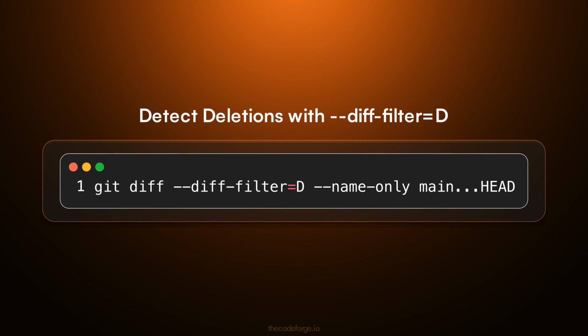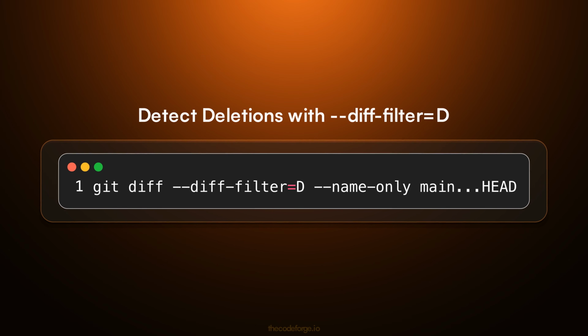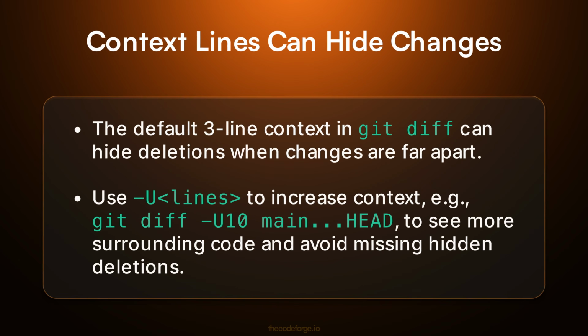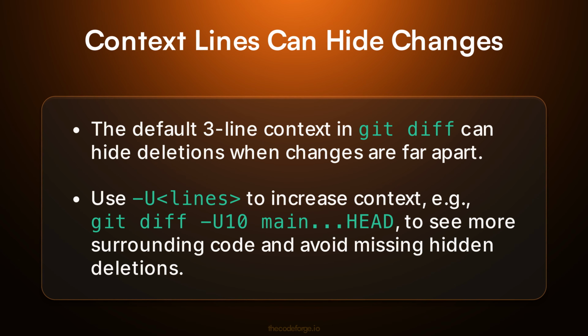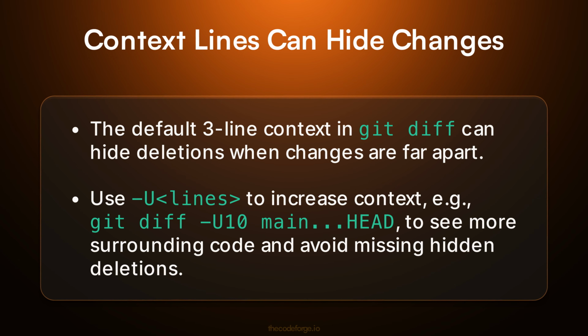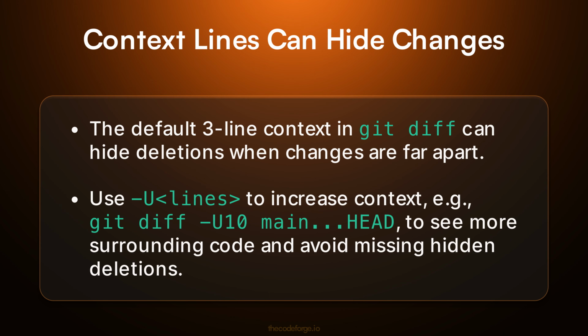The article mentions --diff-filter=D, but doesn't show a concrete example. Use it to list all deleted files in a PR branch compared to main, which helps catch accidental deletions like the 200 lines of error handling. The default 3-line context in Git Diff can hide deletions when changes are far apart. Use -U lines to increase context, e.g., git diff -U10 main..HEAD, to see more surrounding code and avoid missing hidden deletions.